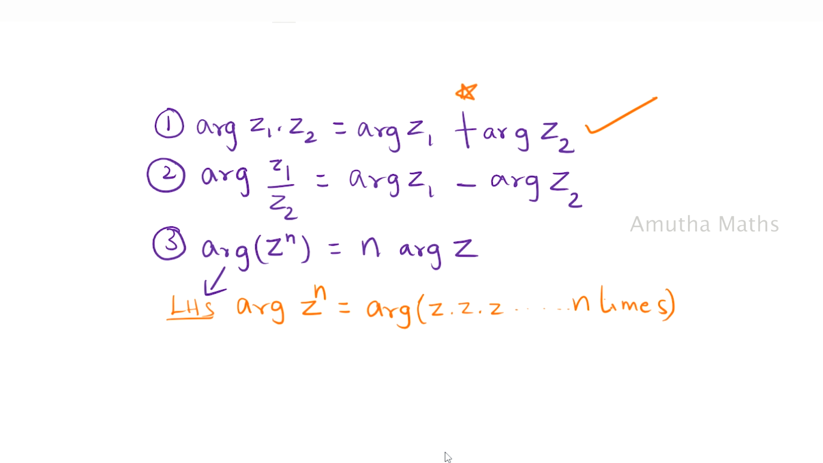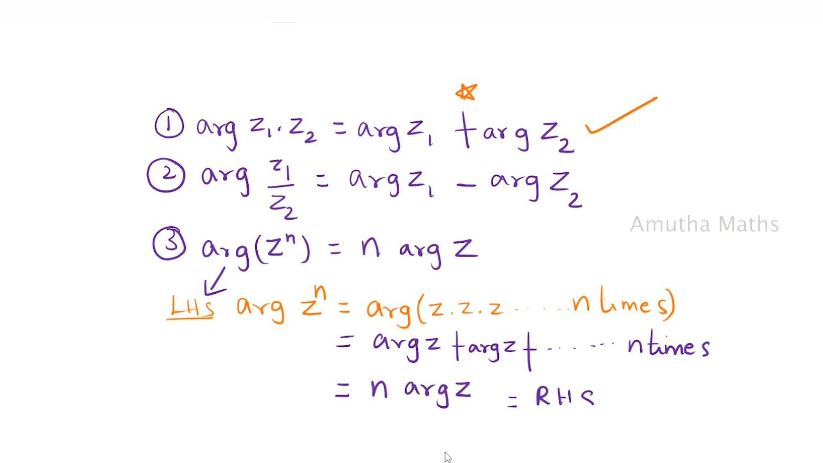Okay. So when we split like this, what will come? When splitting the arguments separately, we keep writing argument of Z plus argument of Z plus and so on. How many times do we write? n times. So that is equal to argument of Z plus argument of Z plus argument of Z, written n times. That is n times argument of Z. Okay. So this is equal to RHS. So argument of Z power n is equal to n into argument of Z. So these are very important properties of arguments.